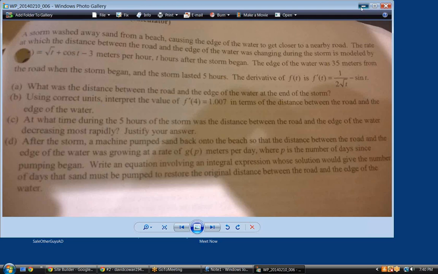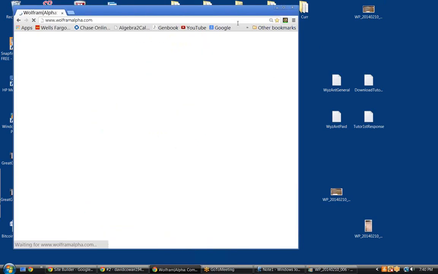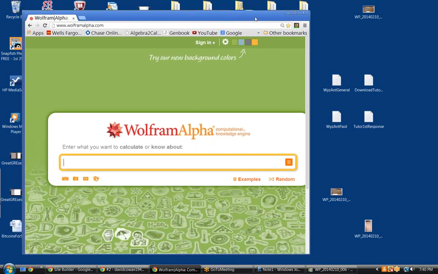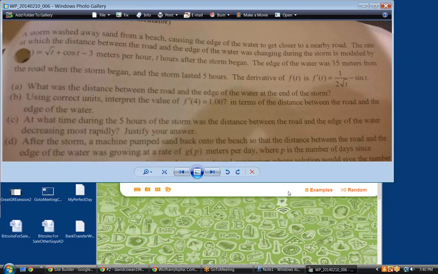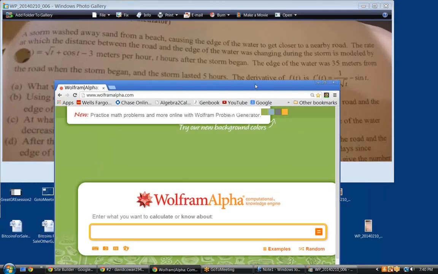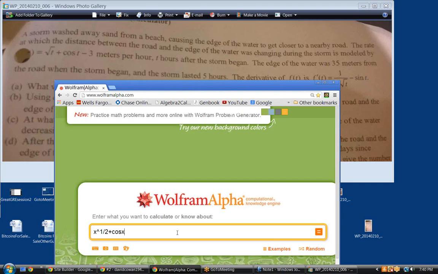In fact, let me bring up Wolfram Alpha here. I'm going to put this function into Wolfram Alpha and then show you what I'm talking about. Are you familiar with this at all? Nope. This is a nifty program. Better than your calculator. Let's see, x raised to the 1/2 plus cosine x minus 3. Let's see what this curve looks like.